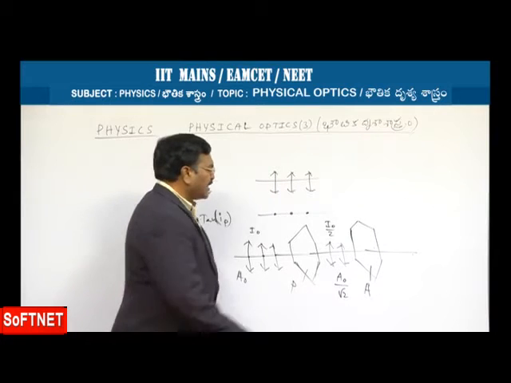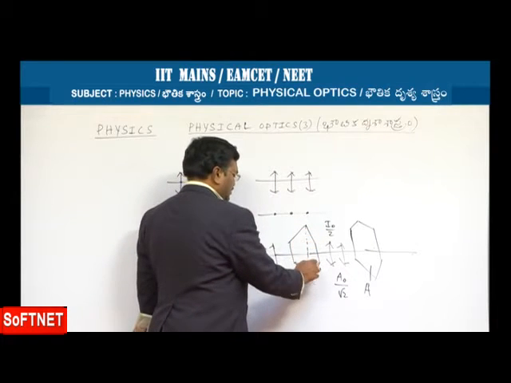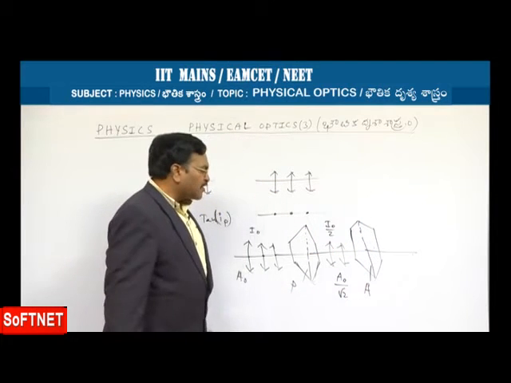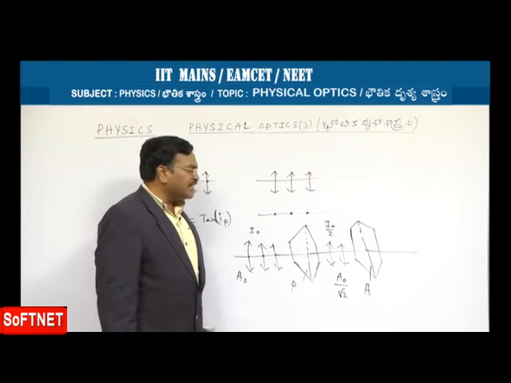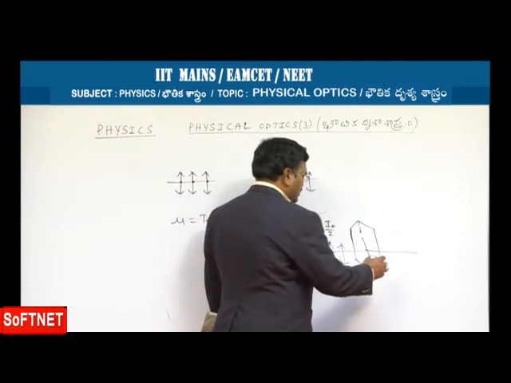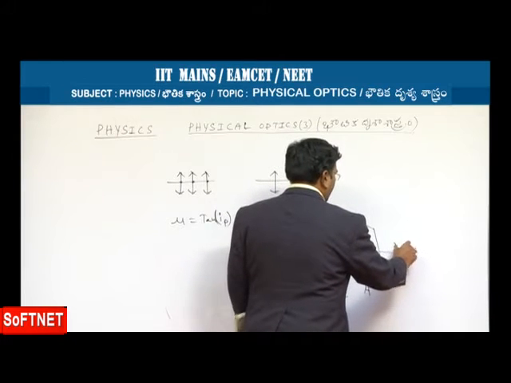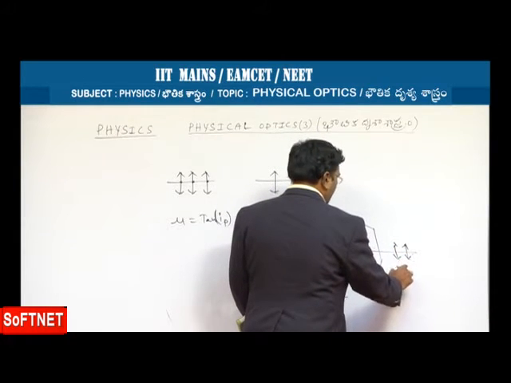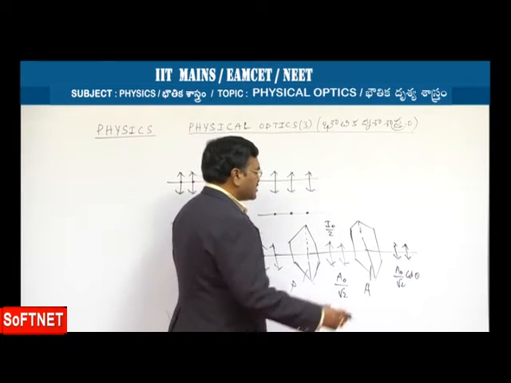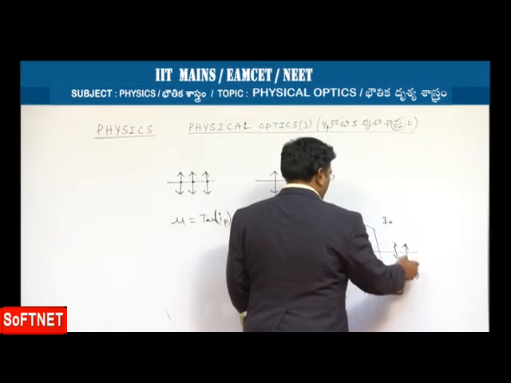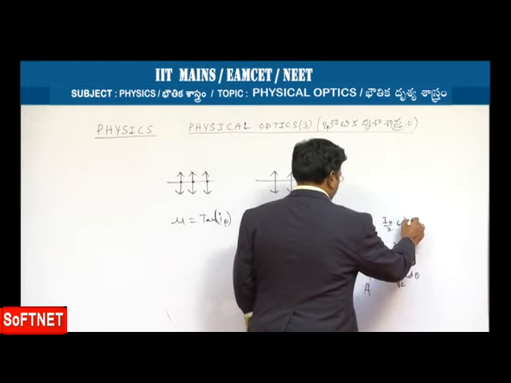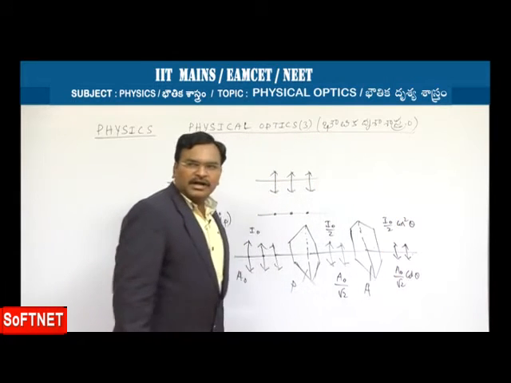Analyzer. Now we have the transmission axis. If the angle between the transmission axis of the polarizer and analyzer is theta, at that time according to Malus law, the amplitude becomes A naught by root 2 cos theta. Intensity becomes I naught by 2 cos square theta.